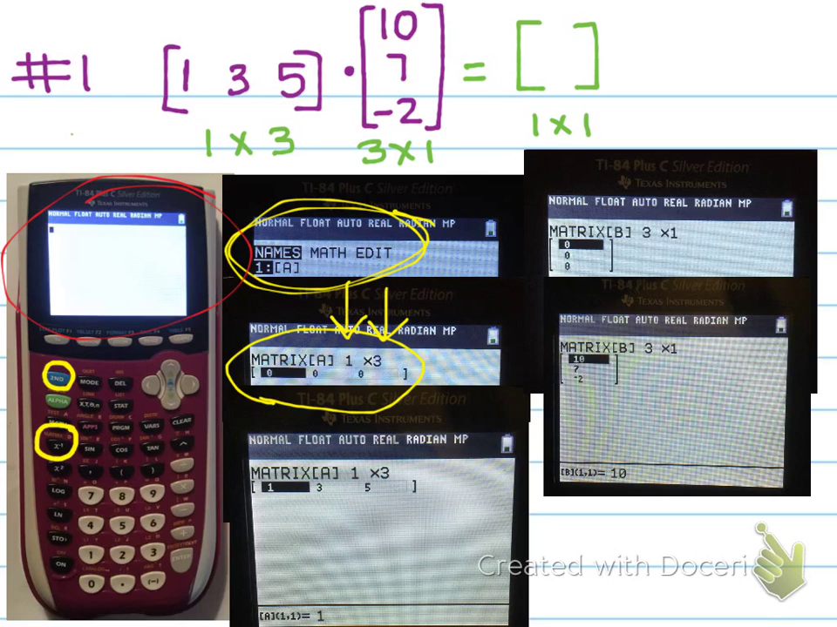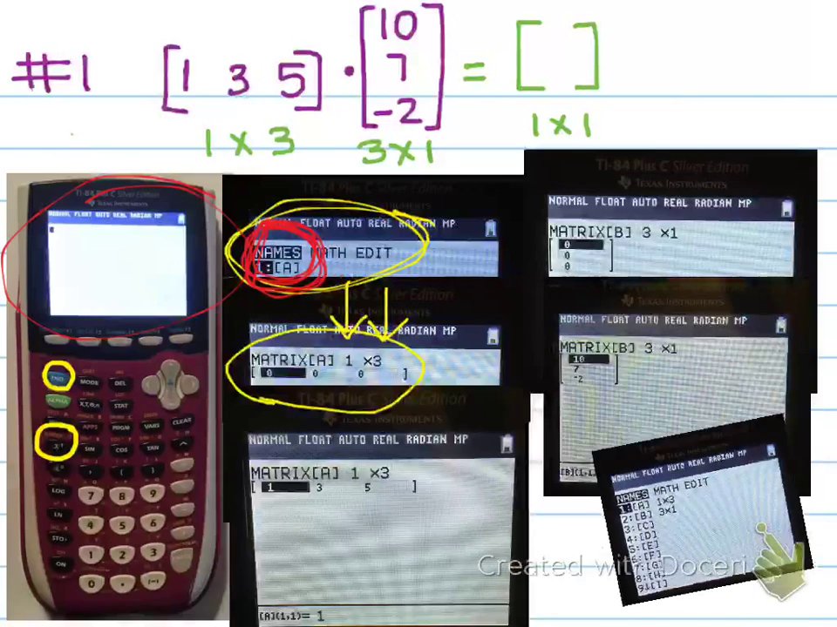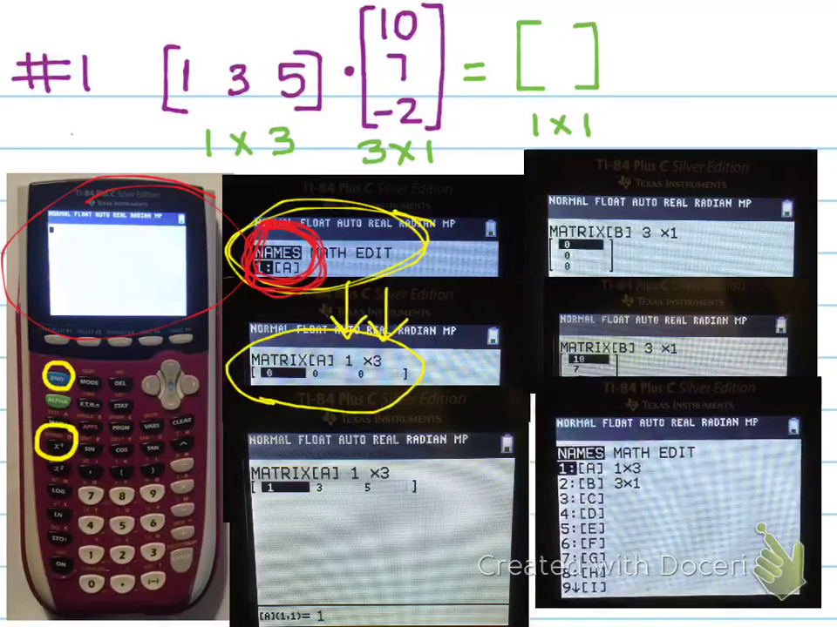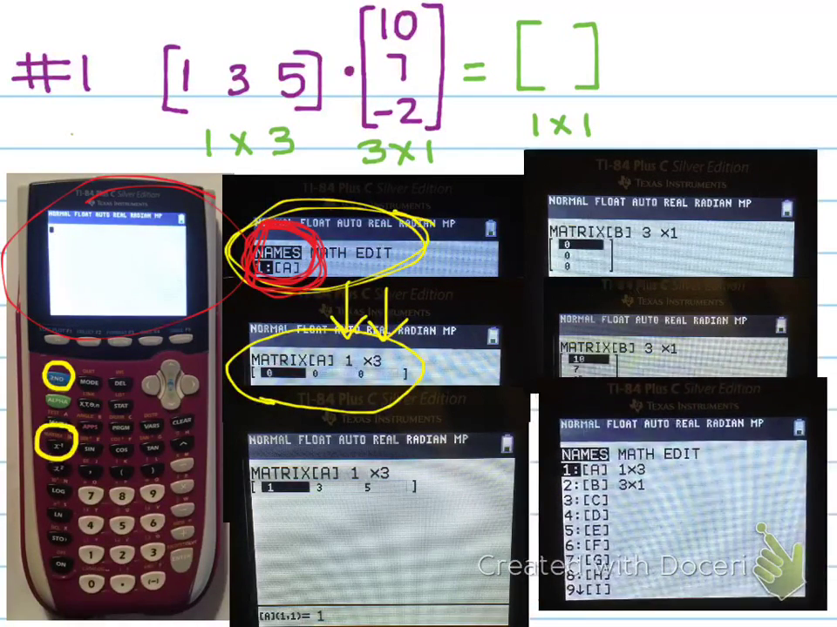And then what you're going to do is hit that second matrix button again. And then instead of going over to the edit button, since we already did that, we're going to use the name column right there. So you should have a screen that looks like this. So we have a 1x3 matrix, which is our first one, our matrix named A, and then a 3x1 matrix named B. So now what we do is hit enter.